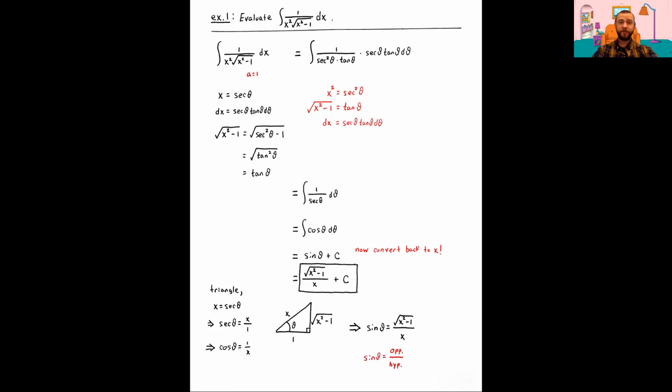All right, so that basically completes example 1. All the following examples we're going to save for part 2, which will start right after this.